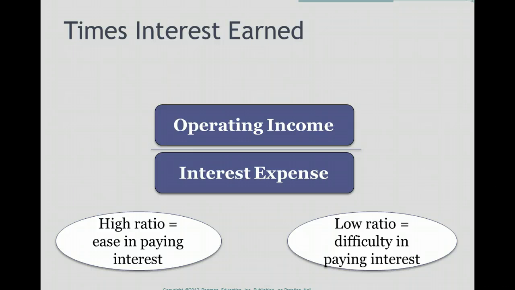The next ratio we're going to talk about is the times interest earned ratio. Times interest earned is calculated by dividing your operating income by the interest expense. Times interest earned measures how many times your interest expenses can be paid with your operating income. The higher the ratio, the easier a company will find paying its interest obligations. The lower the ratio, the more trouble the company is going to have paying its interest obligations.